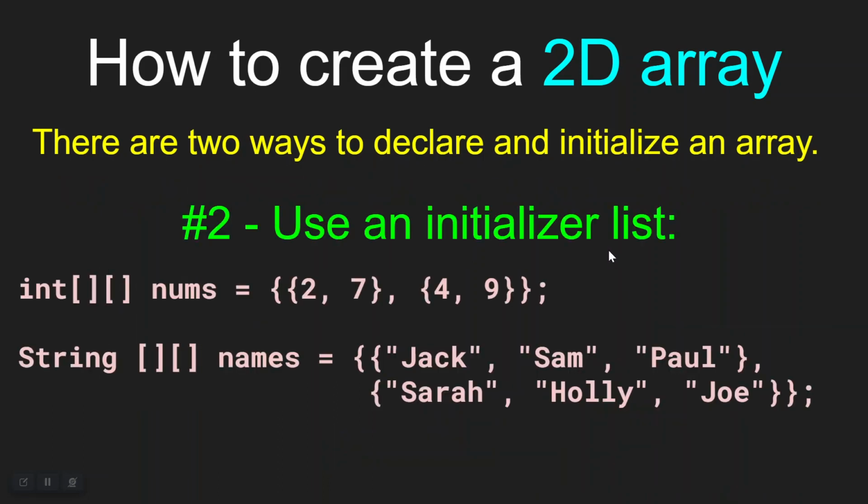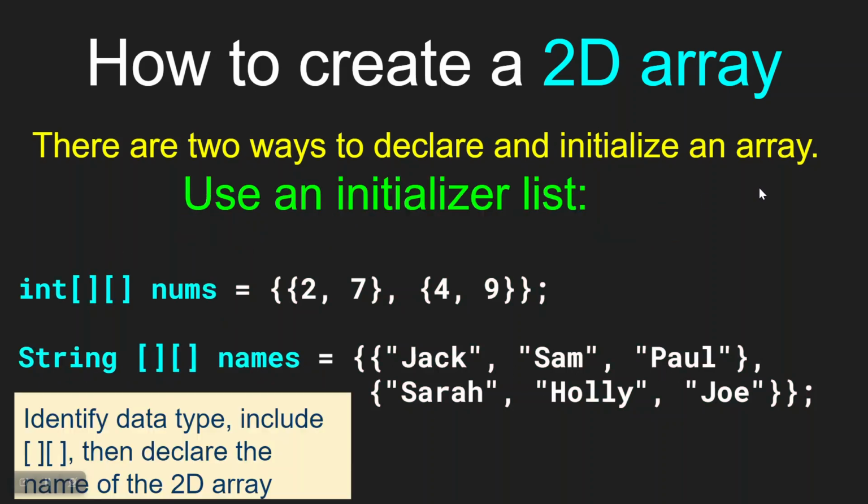Like one-dimensional arrays, you can also use what's called an initializer list to declare and initialize a two-dimensional array. Obviously this is a little quicker and easier, and this is again the way I tend to do it if I'm declaring a two-dimensional array. So down here we've got a two-dimensional array of integers called nums, and it's set to these values. And then down here we have a two-dimensional array of strings called names, and it is set to these values. So let's go ahead and break down how we do an initializer list.